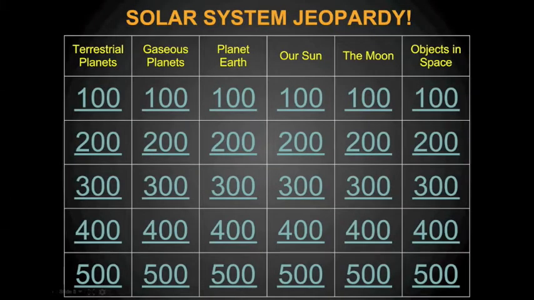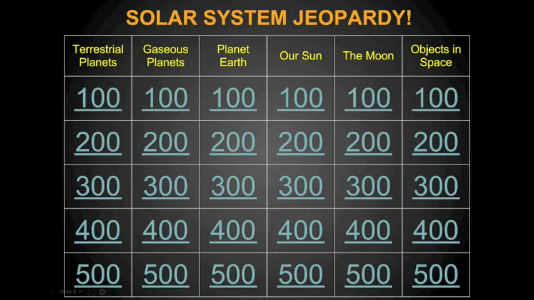There will be 6 categories and 5 questions in each category, ranked between 100 and 500 points per piece. It works just like Jeopardy on TV, where the questions worth 100 should be a little bit easier than the questions worth 200, and this continues down the line.